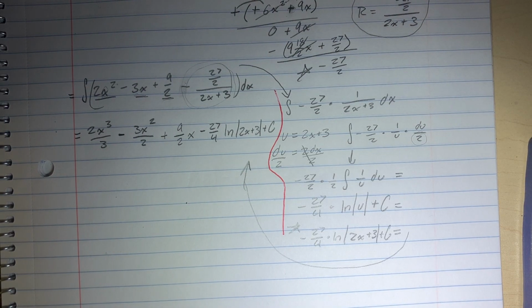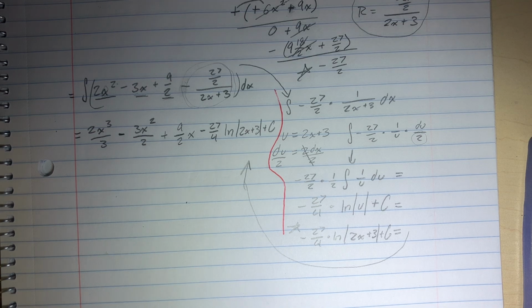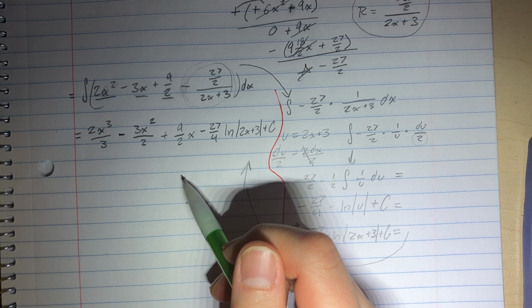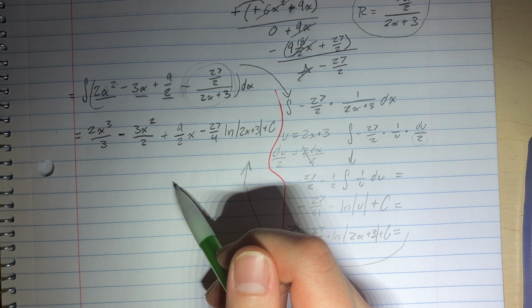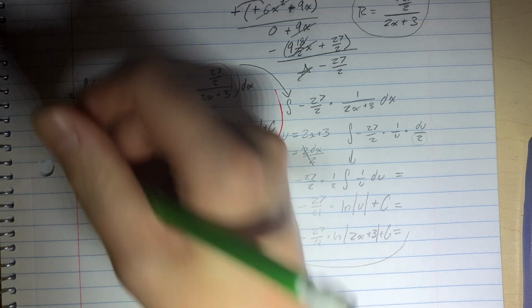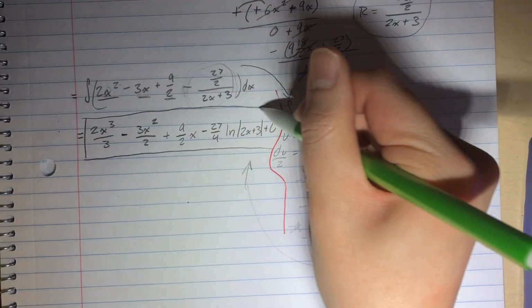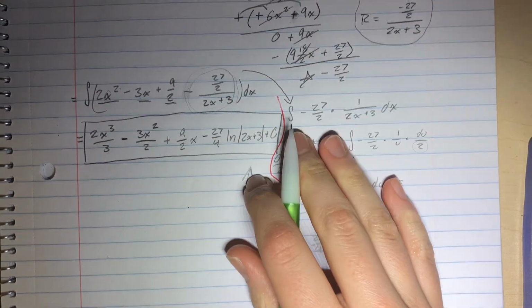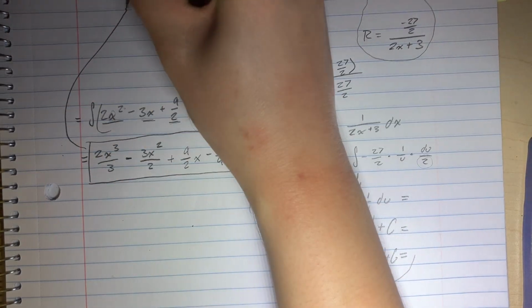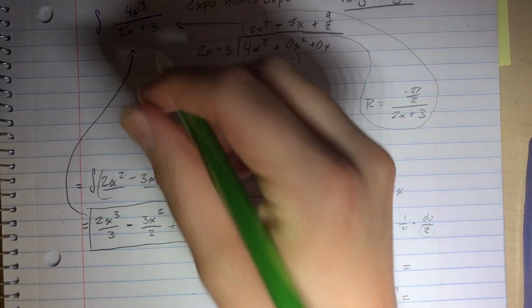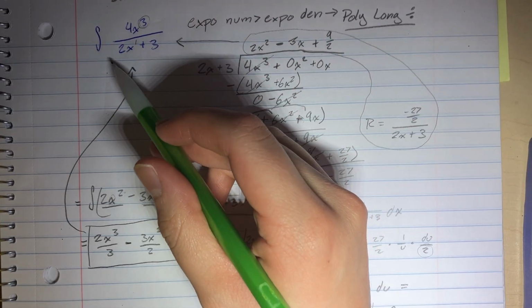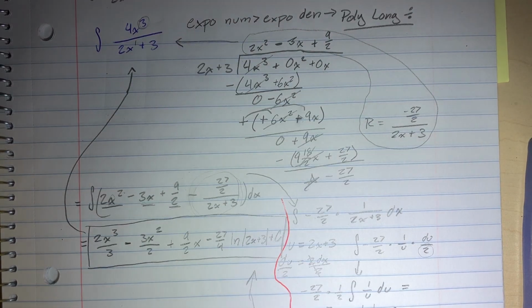Okay, so yeah, that's actually as far as it goes. And that should be your answer for the integral of 4x to the power of 3 divided by 2x plus 3.